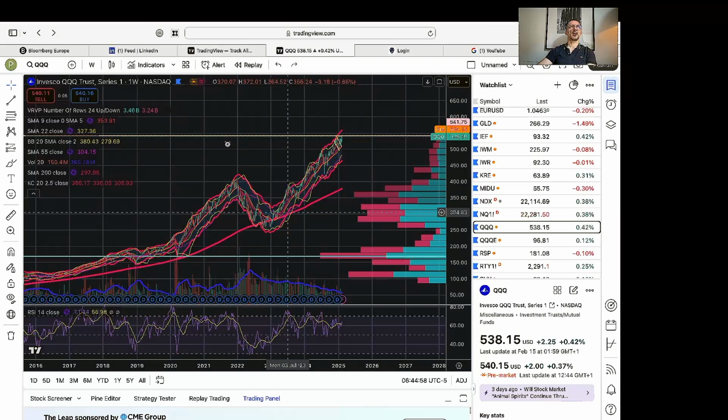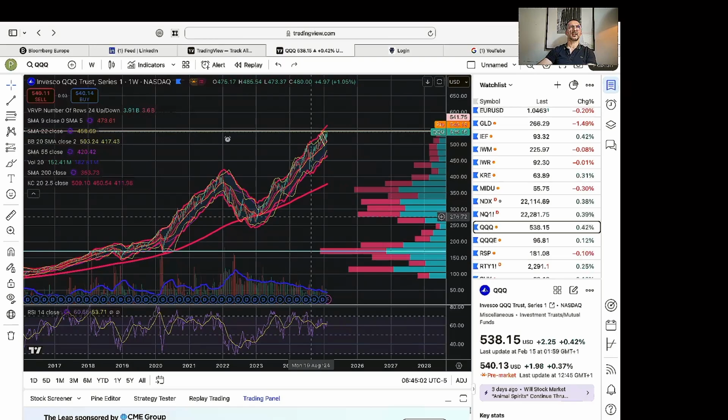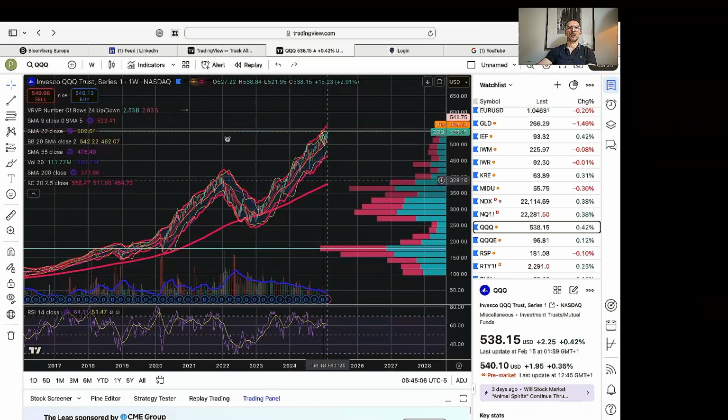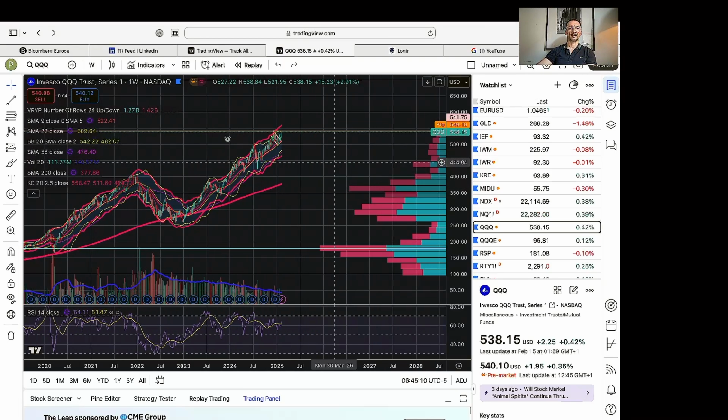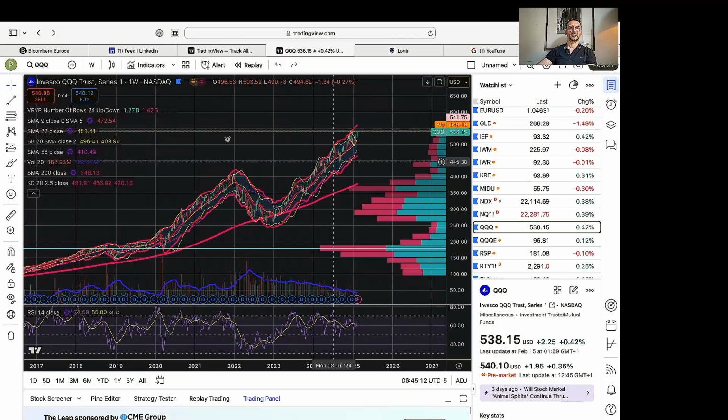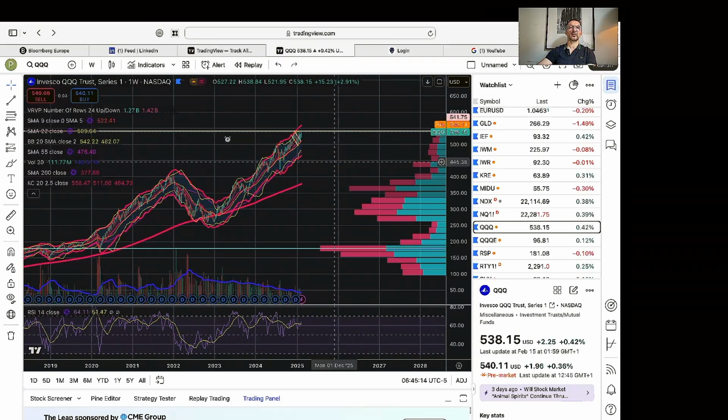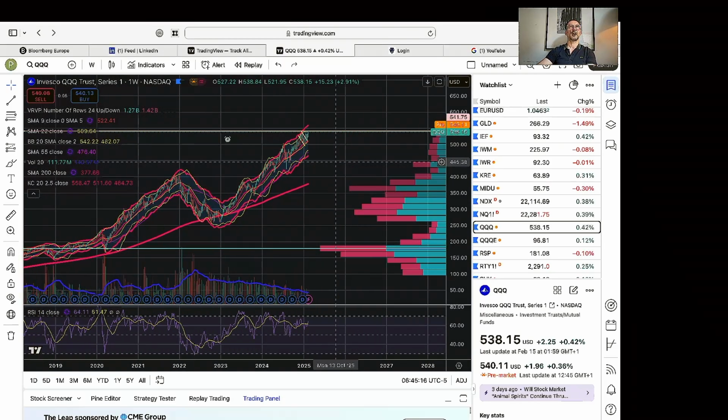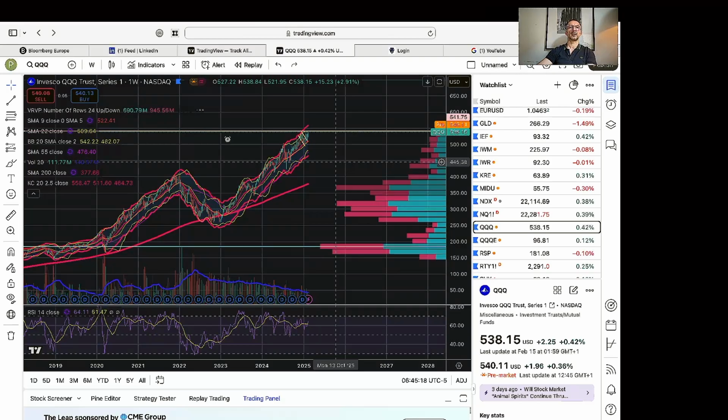So the biggest warning I would see is that the QQQ is the most extended it has ever been over the long-term moving average. You can see it is overextended from this moving average, especially the 200, and that's not a good sign. It's never a good sign when you have that overextended. They always have mean reversal. Mean reversal is very important, and you need to be aware of that.